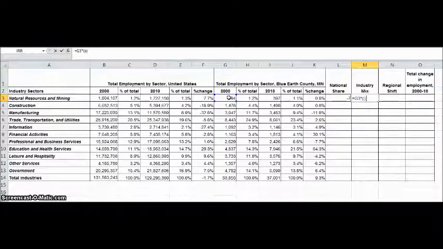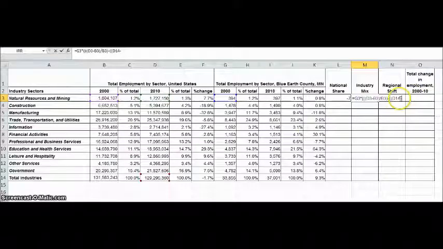So the first percentage change is the national employment in natural resources and mining. So the total employment in 2010 in that industry minus the total employment in 2000 in that industry divided by the total employment in 2000 in that industry. And now we're going to subtract the second percent change. And that you take from the total employment in all industries in the United States. And make sure you include your parentheses.